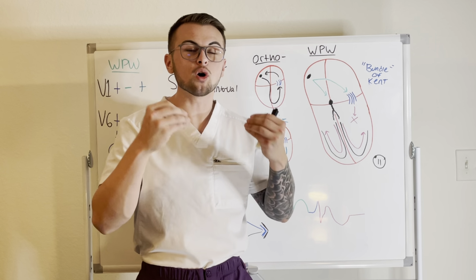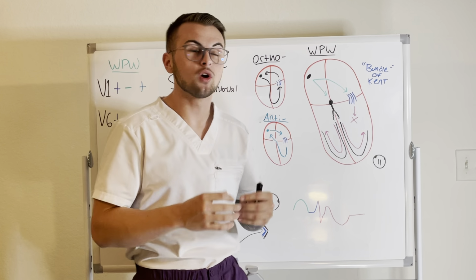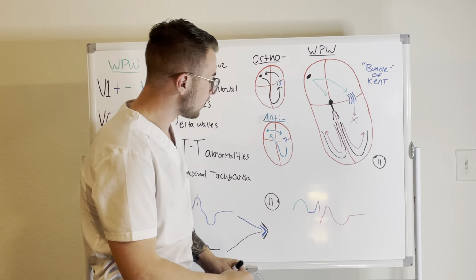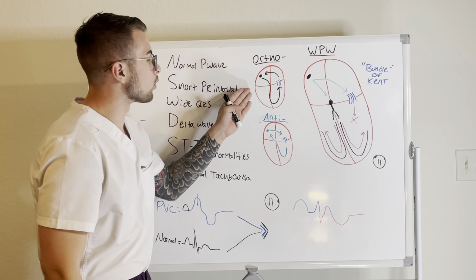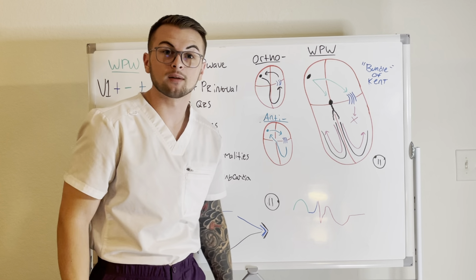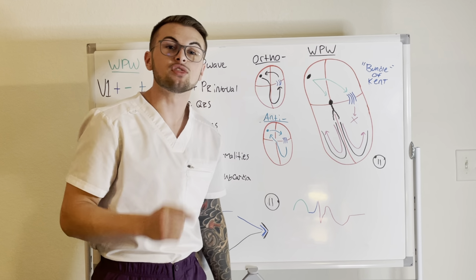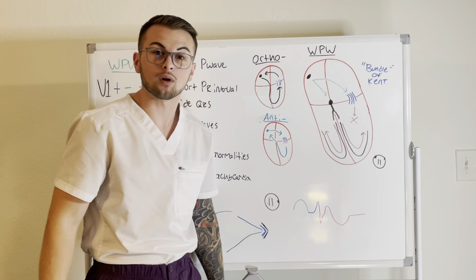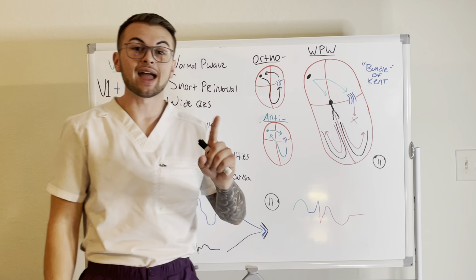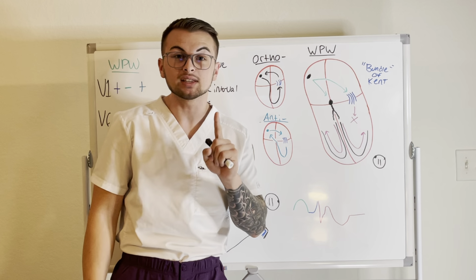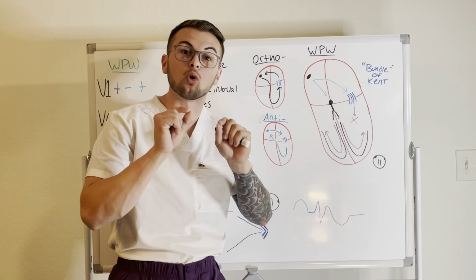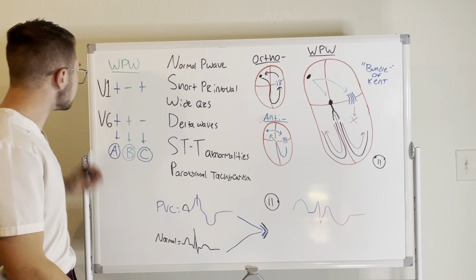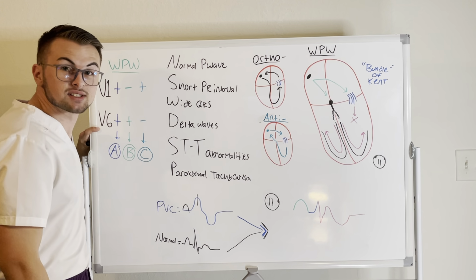Now, we know the WPW basics. We know the electrical pathway, we know the EKG manifestations, we know what orthodromic and antidromic conduction are. Now we need to know what the three types of WPW are. There's WPW A, B, and C. And to rapidly differentiate between the three types, we are going to cheat a little bit and we are only going to pay attention to leads V1 and V6.